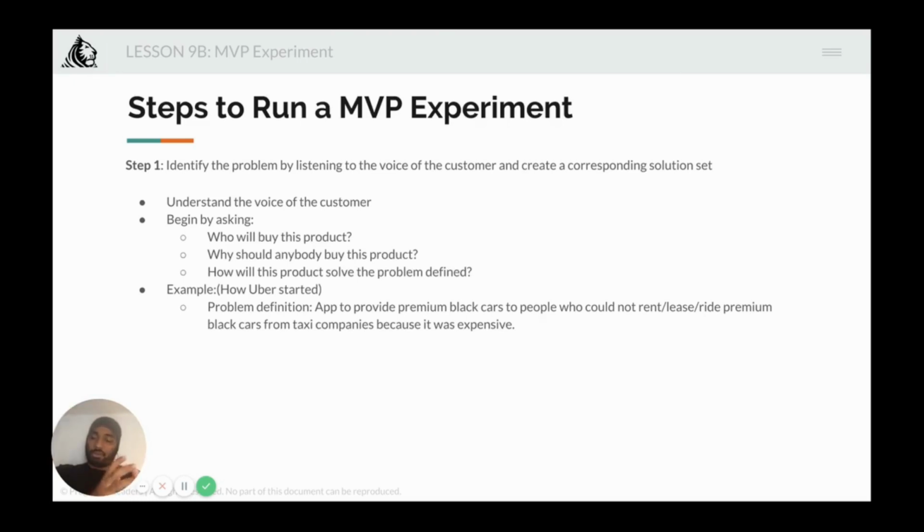So when I talk about voice of the customer, it's very important to understand that what a person says versus what a person does is very different. What a person says is attitudinal, what a person does is behavioral. And typically, when you're building or designing a product around behavioral activities, it's most likely going to stick.